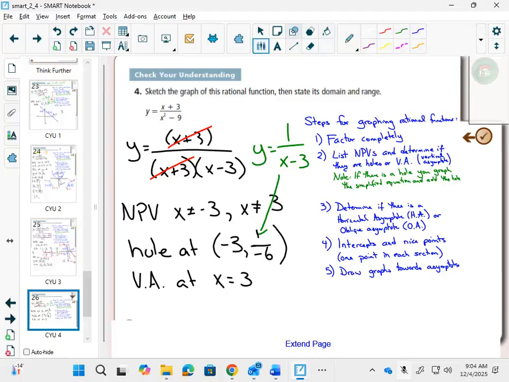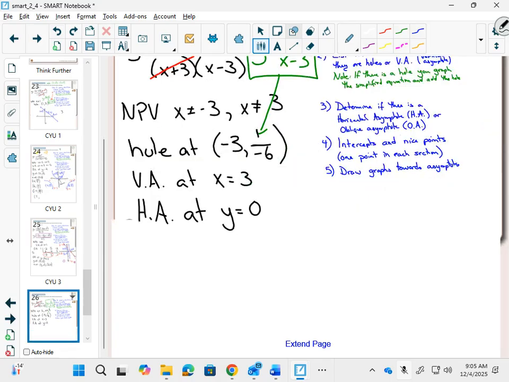This is the easiest one for horizontal asymptotes. The degree of the green one is still bigger on the bottom. So now that we've got our hole, from now on, we just think about this equation. We're going to graph that equation and add the hole. So I'm going to have a horizontal asymptote at y equals 0. Then I'm going to start adding my asymptotes, and I'm going to put my hole on there. That was the last time I forgot that.